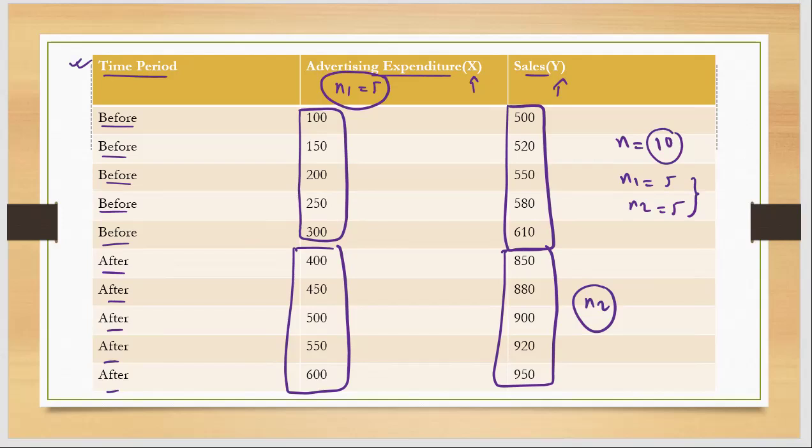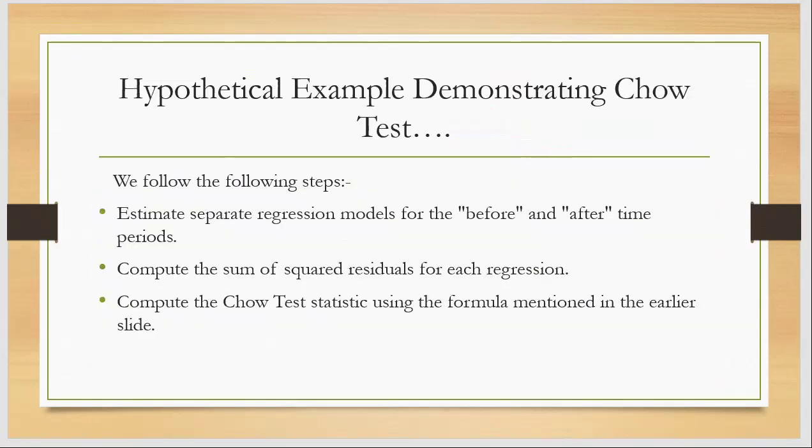So how do you do that? So first step, see here, the steps I have written down. Here are the following steps. Estimate two separate regression models, as I've told you. For before you will have a separate regression, for after you will have a separate regression. Then compute the sum of squares of the residuals for each regression. So basically, you will compute RSS1 from the first equation, RSS2 from the second equation.